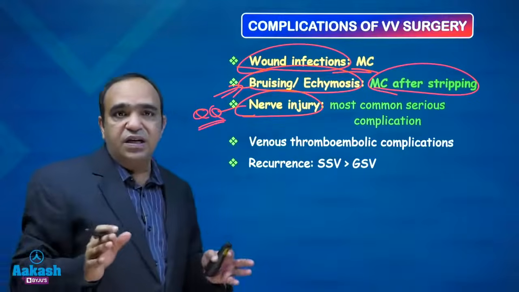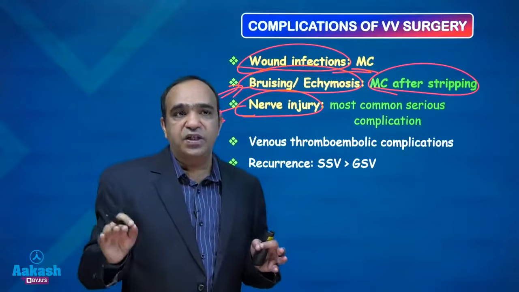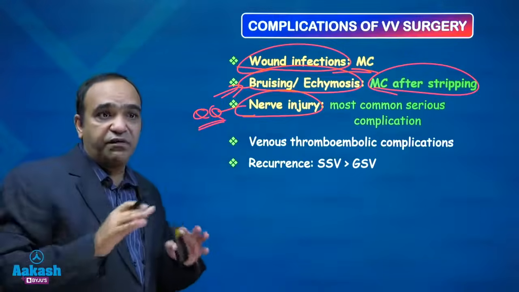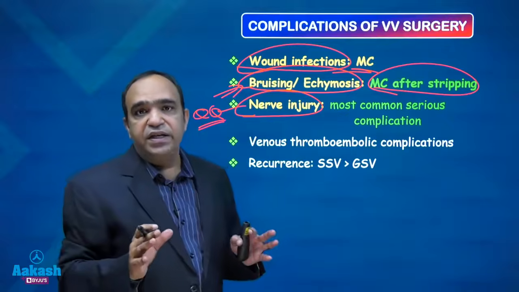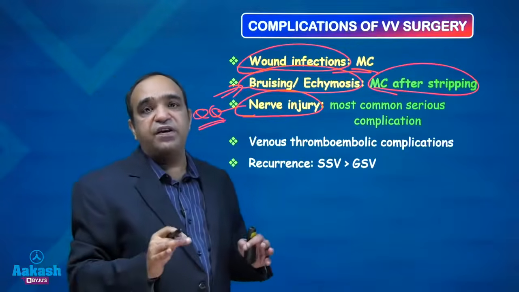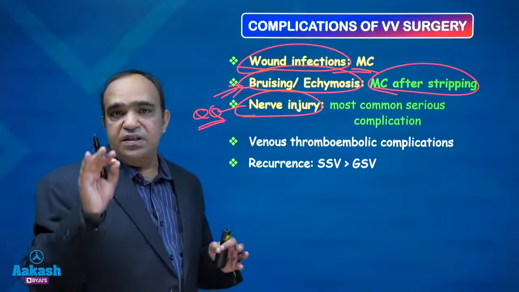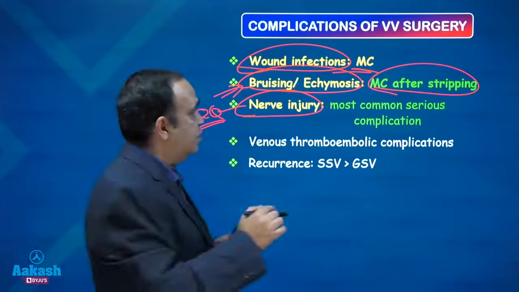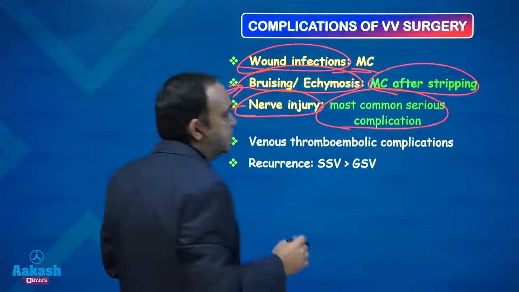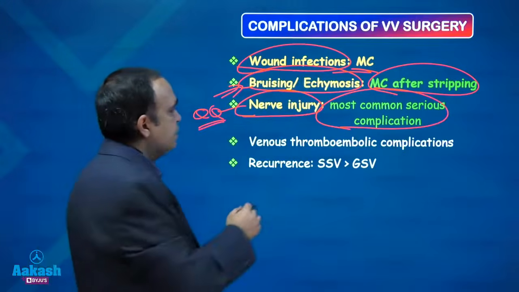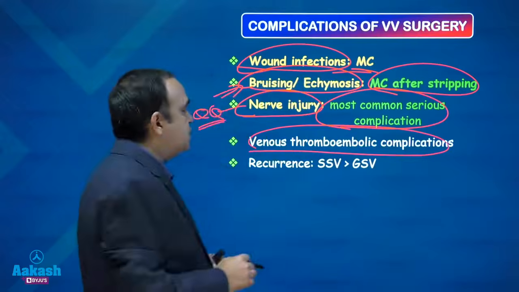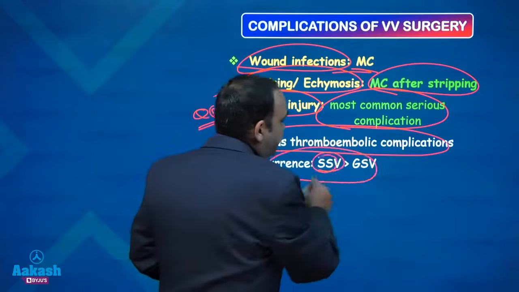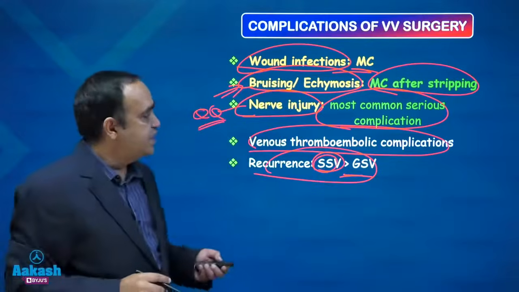Mostly they give you a clinical question that a patient undergoes ligation and stripping procedure, and now they will give you the area of pain, right? So from that you have to identify which nerve. So great saphenous vein is accompanied by the saphenous nerve, short saphenous vein is accompanied by the sural nerve. So that's the most common serious complication, nerve injury causing pain. Then venous thromboembolic complications can happen, or recurrence. Recurrence is more common with short saphenous vein compared to great saphenous vein.